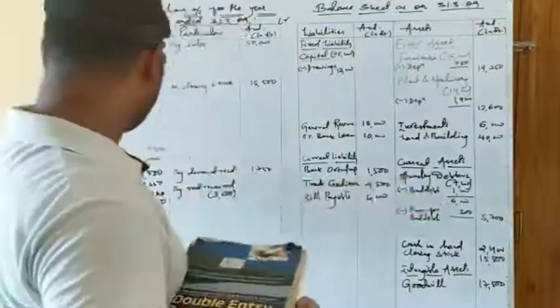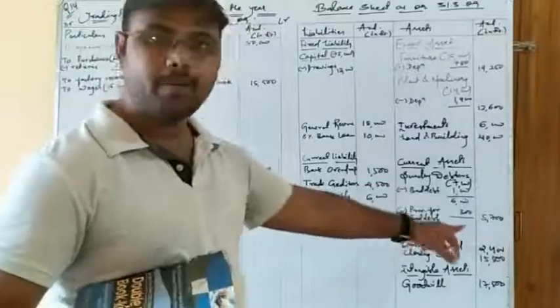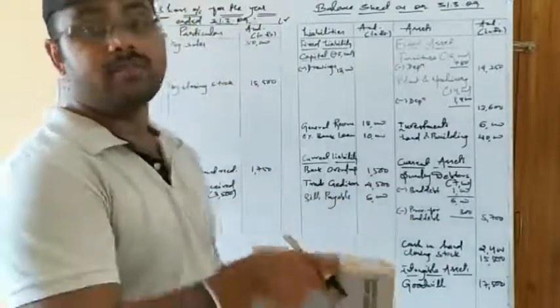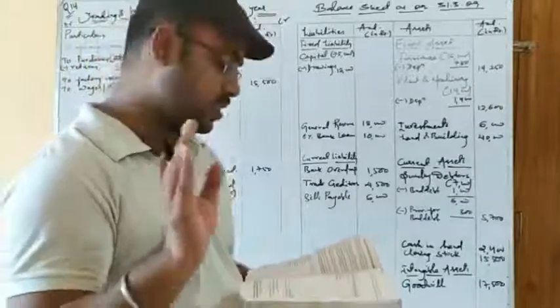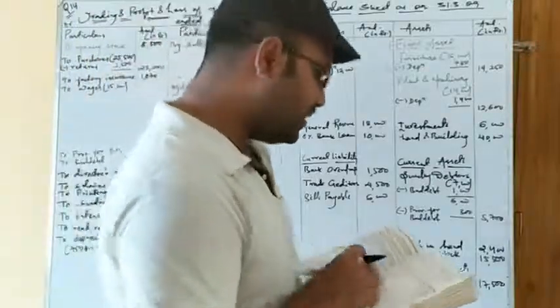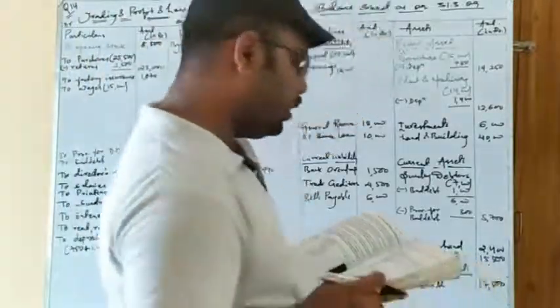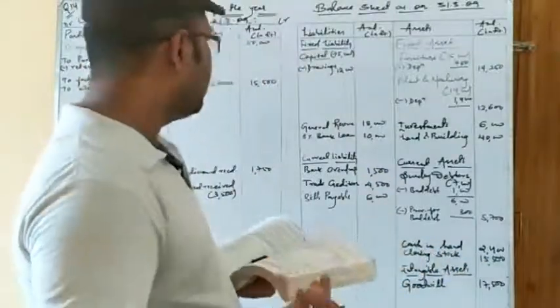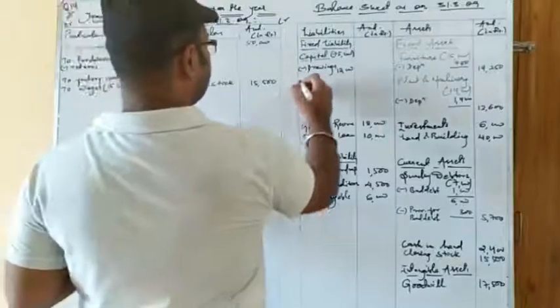Bad debt is deducted and bad debt is posted here. Provision for bad debt is deducted and again provision for bad debt is written over here. So always see whether the adjustments are taken to two financial statements or not. Next is allow interest on capital and drawings at 5%. So interest on capital is to be added to capital.